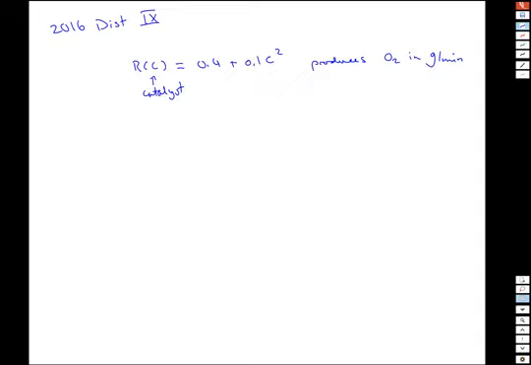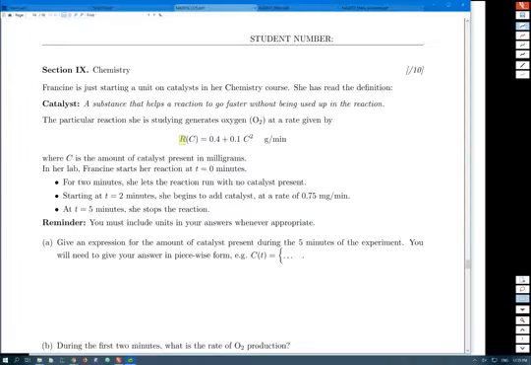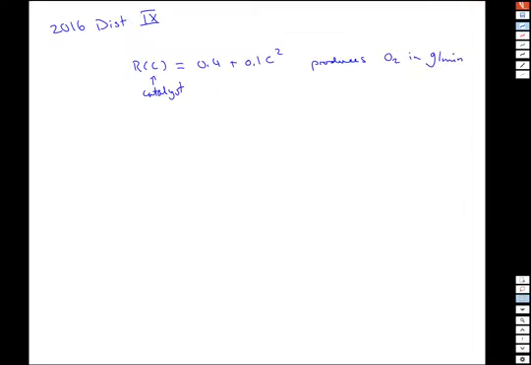All right. So in this question, we asked some very step-by-step processes. Let's take a look at the question. Give an expression for the amount of catalyst present during the 5 minutes of the experiment. You're told two things. For 2 minutes, there's no catalyst present. So right away, we can talk about the catalyst as a function of time. And for the first 2 minutes, there is nothing. So that would be our easy start to the amount of catalyst present.